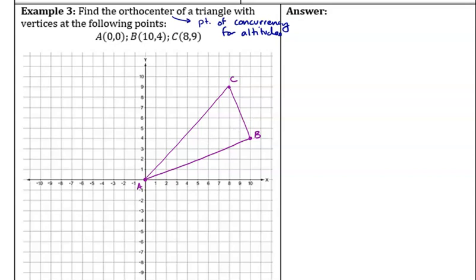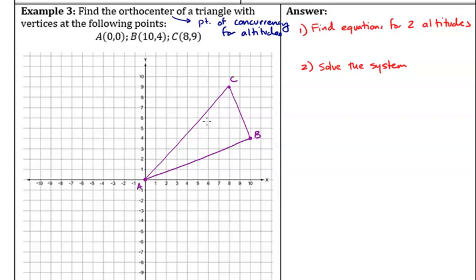So if we just outline our plan here, we are going to find equations for two altitudes, and then we are going to solve the system of equations. That's right, solve the system, meaning the two equations that we find here. So how are we going to do that first part? How are we going to find equations for two of the altitudes?